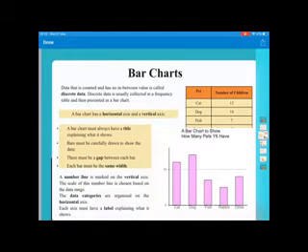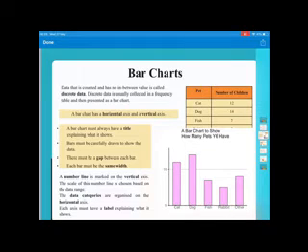Bar charts is another one that you will have come across and that we will be working on today. Bar charts is another way of displaying discrete data. For example, it's either a cat or a dog. You don't get a dog cat or a cat dog. It is one or the other.